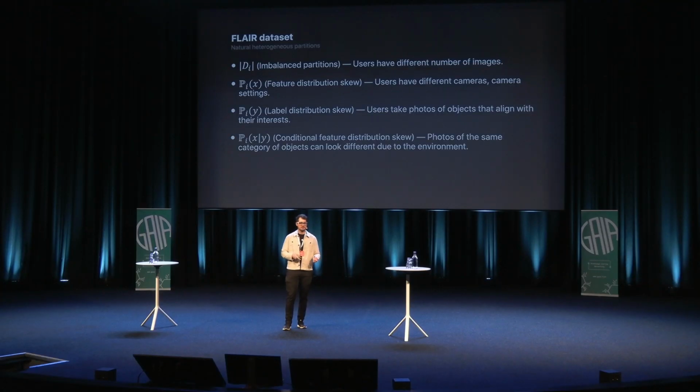And in this case, we get these emergent properties of a federated dataset. For example, photographers take different amounts of images or photos. They have different cameras and camera settings, and they are interested in taking photos of different objects. And two photographers in two different parts of the world taking a picture of the same kind of object may look very different.